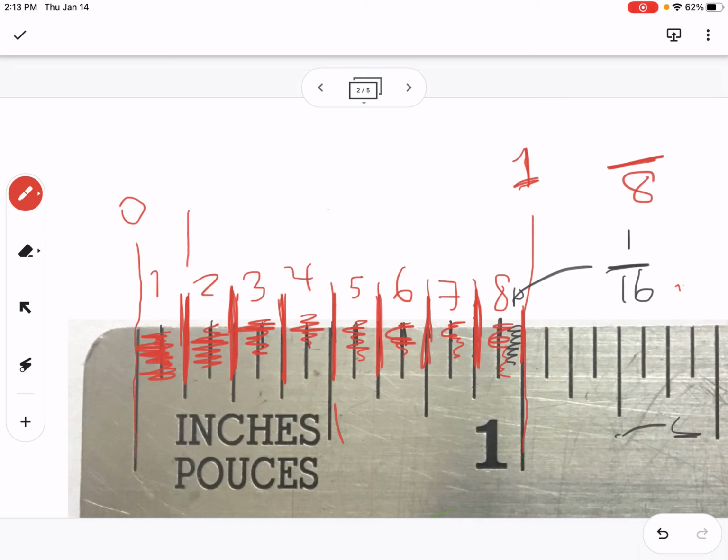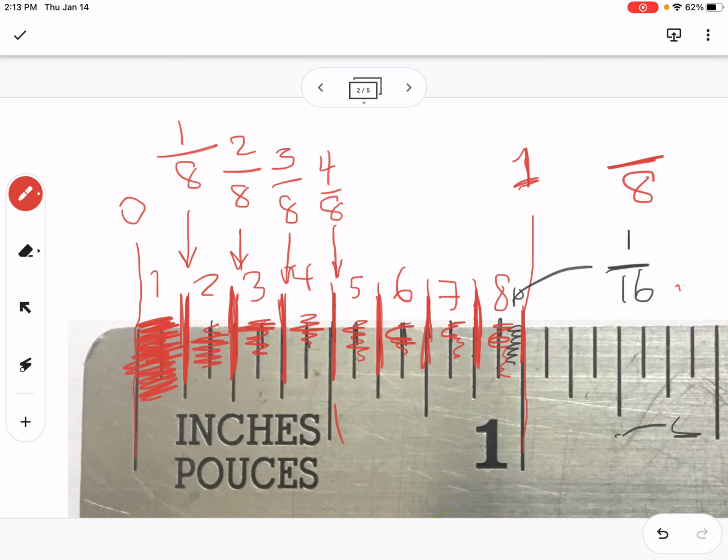So if I looked at this line on the ruler, I know that this part right here, the part number 1, 8 of those make one whole, and that's 1 out of 8. This line right here, well, still 8 make a whole, and that's 2 parts. This line right here, well, still 8 make a whole, but now I've got 3 out of the 8. This line says 8 make a whole, I've got 4. 8 make a whole, I've got 5. 8 make a whole, I've got 6. 8 make a whole, and I've got 7.